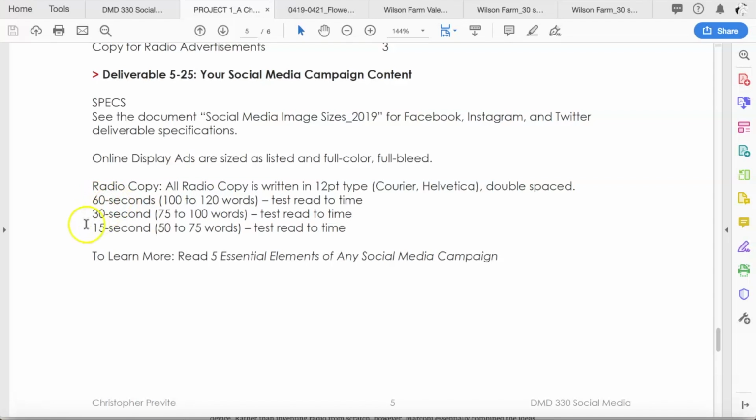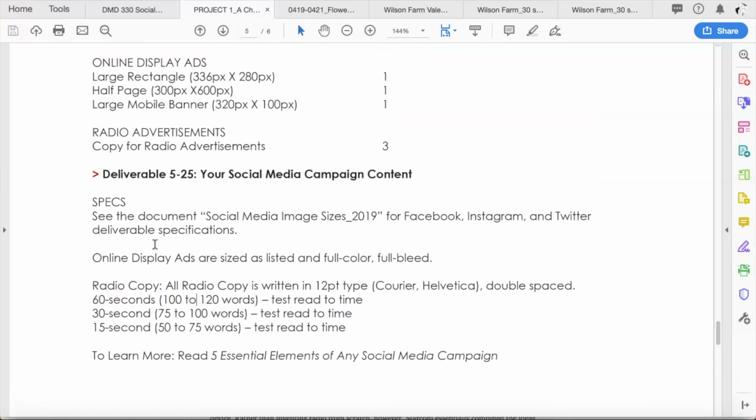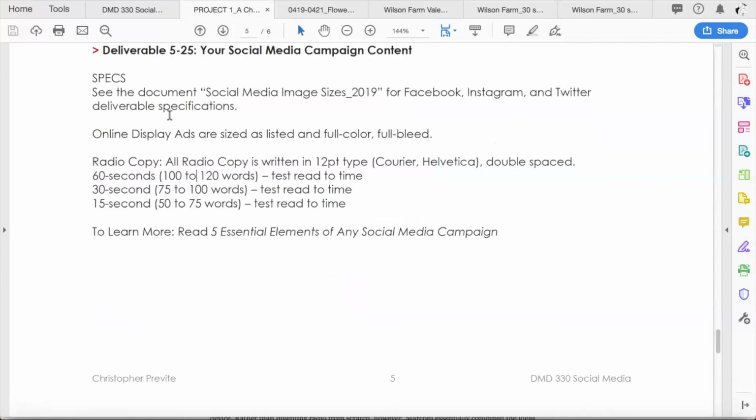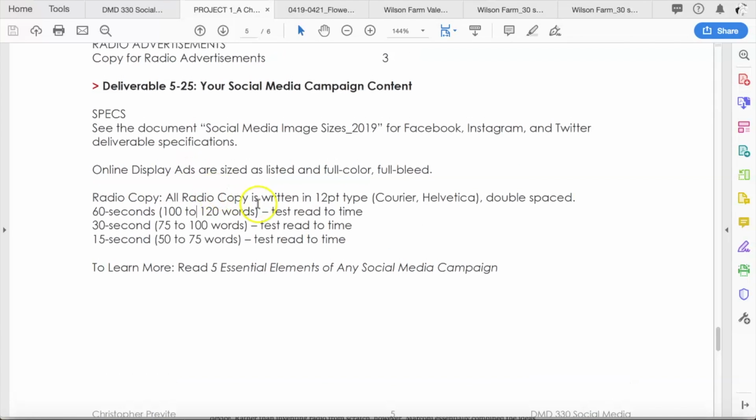So you're going to make a 60-second ad, a 30-second ad, and then a 15-second ad. Similar to the online display ads that we did last time around. Those are sold in specific sizes, large rectangles, half pages, large mobile banners, and others. And each of those sizes has a specific price. In radio advertising, it works exactly the same way. Radio broadcasters sell airtime for radio ads based on preset lengths of radio ads. 60-second, 30-second, and 15-second are the three most common. So that's why we're going to be doing that. So we'll take a closer look at what those look like in terms of writing.